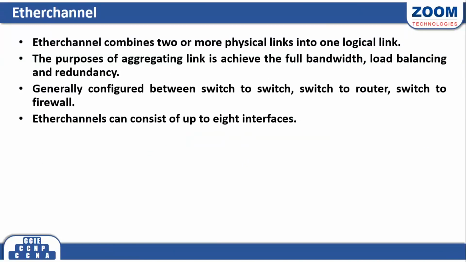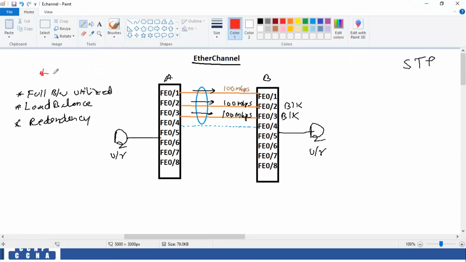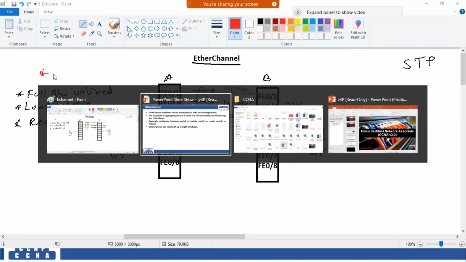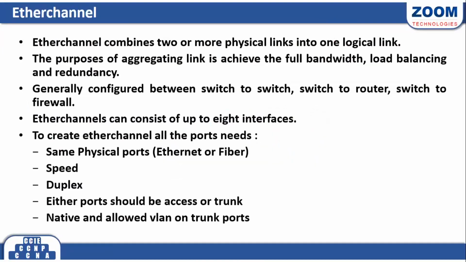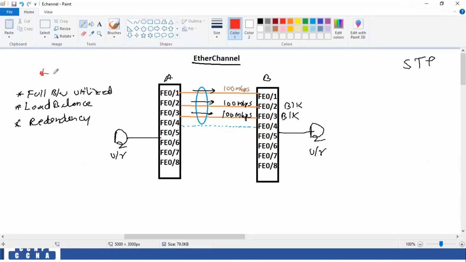EtherChannel can consist of up to 8 interfaces. In our example, we connected 3 links, right? But it can consist of up to 8 interfaces. To create an EtherChannel, all ports need to match. This criteria has to be met to create the EtherChannel.